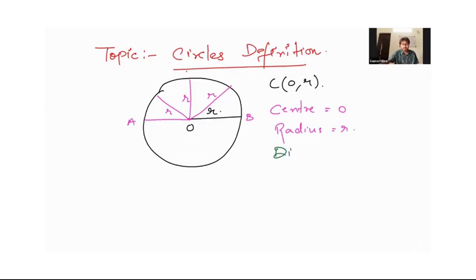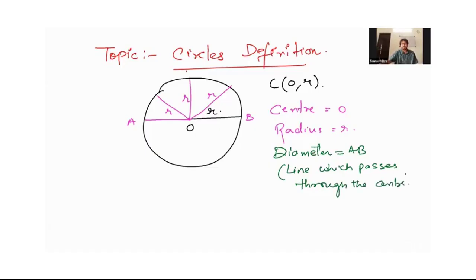So diameter is AB, and diameter means the line which passes through the center. So basic terms: the center is O, the radius is small r, and the diameter is capital AB, which always passes through the center. So this can also be your diameter.